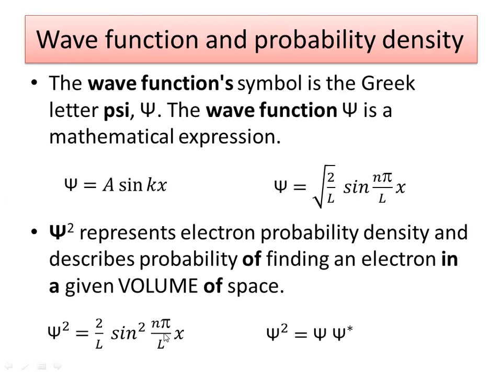And psi square is psi multiplied by psi. So there are two forms we will again discuss. One is the real one, the other one is the imaginary.